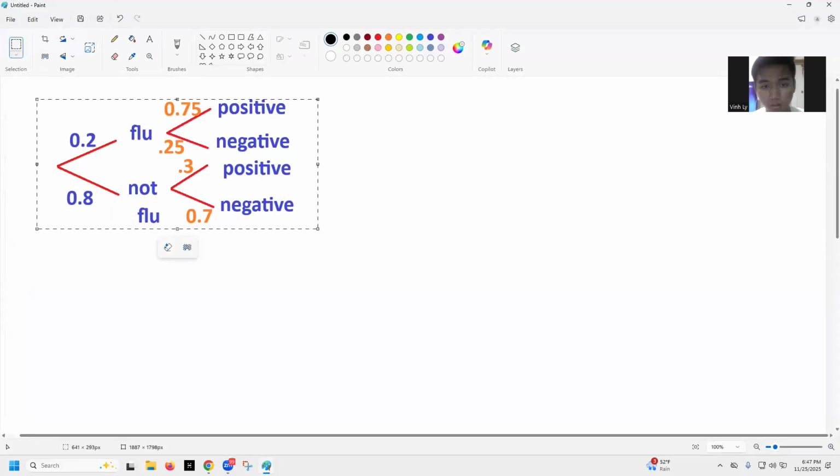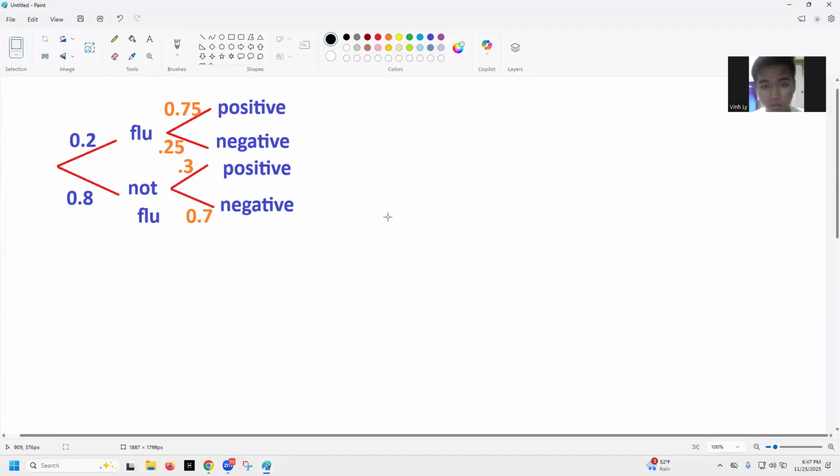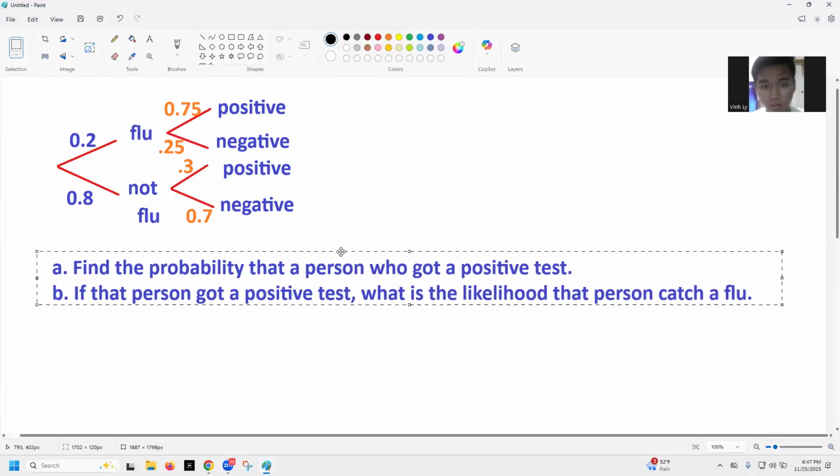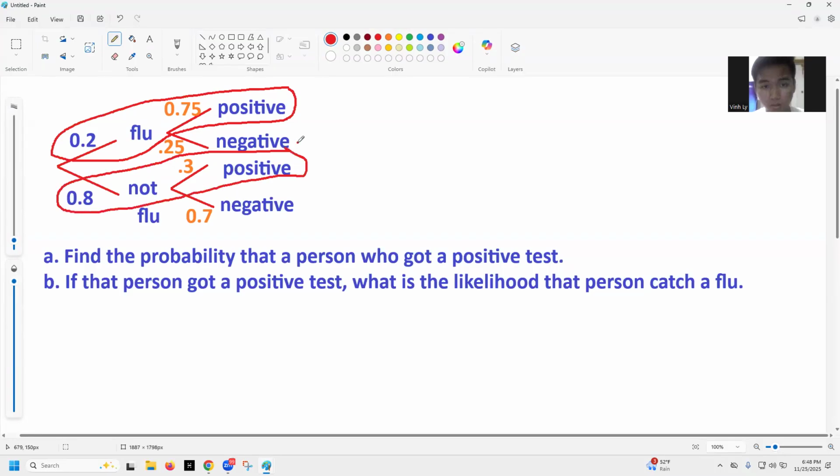So the question is asking us to find the probability that a person got a positive test. So the positive has to be the sum of the branches. This is positive, correct? We have to count those who got a flu and those who did not get a flu. So just all the positive, all the positive of those two branches.